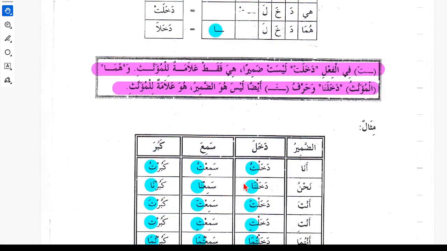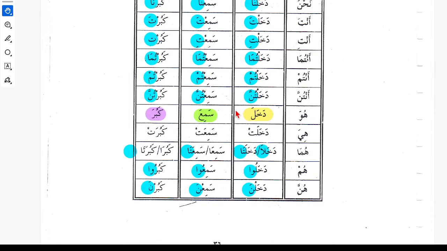So this is what the author has explained here. Harfu ta aidan laysa huwa damirun huwa alamatun lil muannasi. So in other words, for here this ta is not a pronoun, it is just a sign that this is a feminine word. And again for huma, if it's feminine, this ta does not represent a pronoun, it is the sign that this is a feminine.